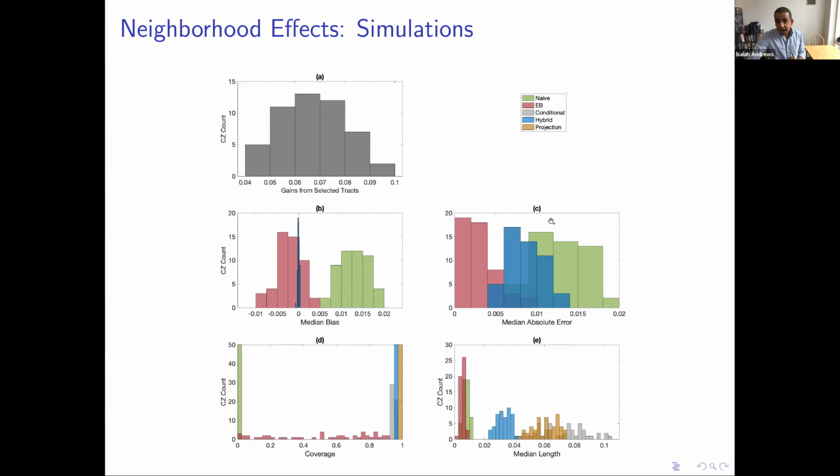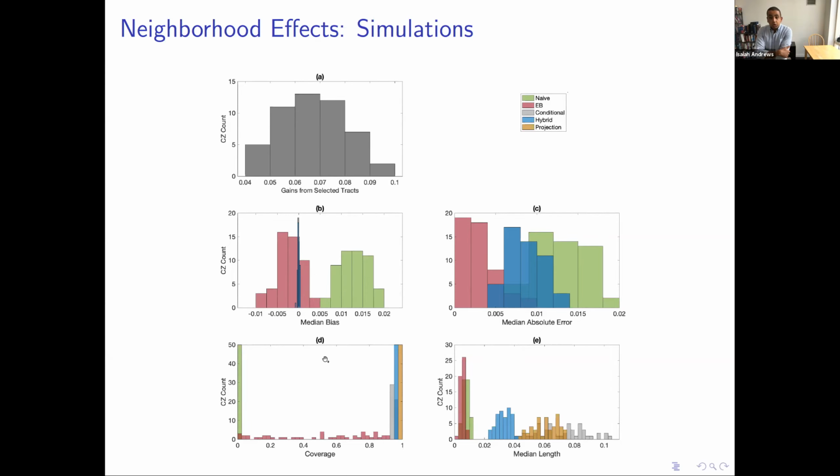Panel C here, I'm showing the median absolute estimation error. So here we see that the naive does worse than the conditional and the hybrid, which overlap here in the blue, which in turn does worse than empirical Bayes. So if all I cared about here were median absolute estimation errors, and I didn't care about bias, I'd actually be better off doing empirical Bayes in general here.